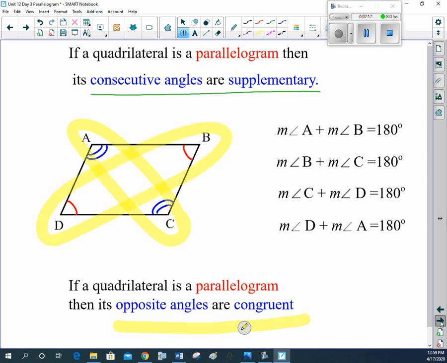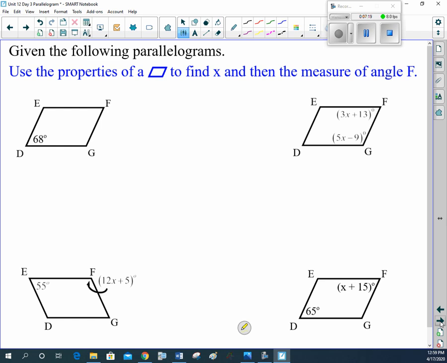All right. So keeping track of all those properties, let's see what we can figure out. It says use the properties of a parallelogram. Now I know it's a parallelogram to find x and then the measure of angle F. So when we're done, we need to find angle F. Well, this one's easy. I know that opposite angles are congruent in a parallelogram.